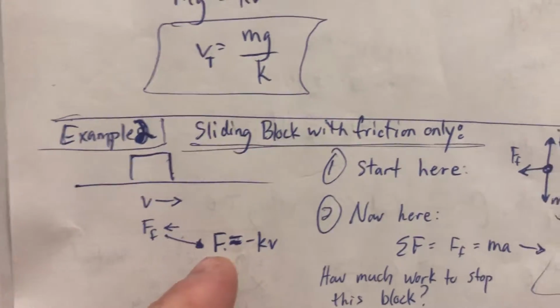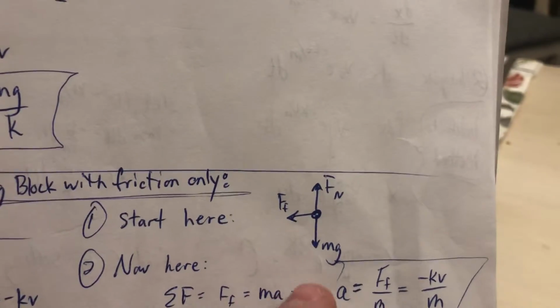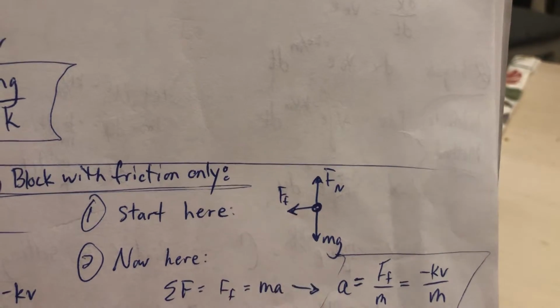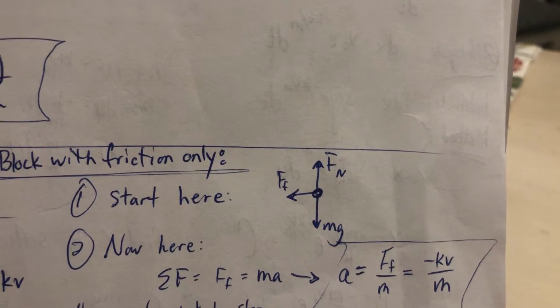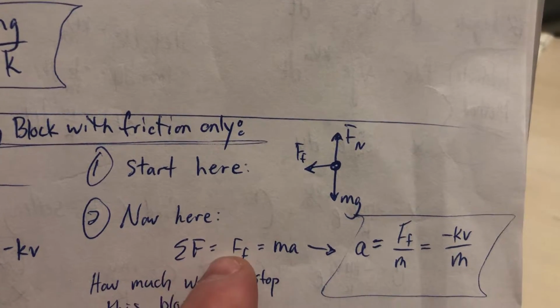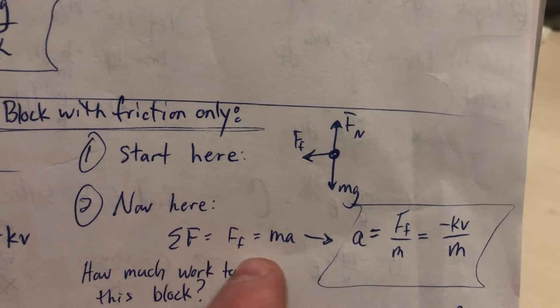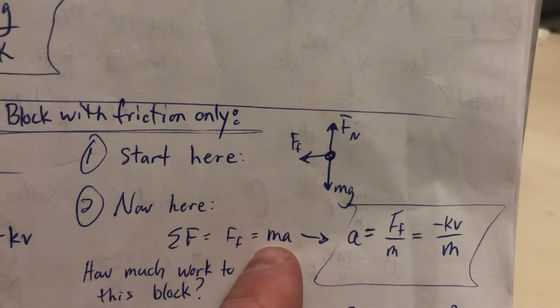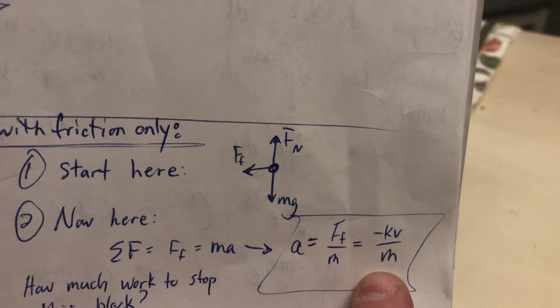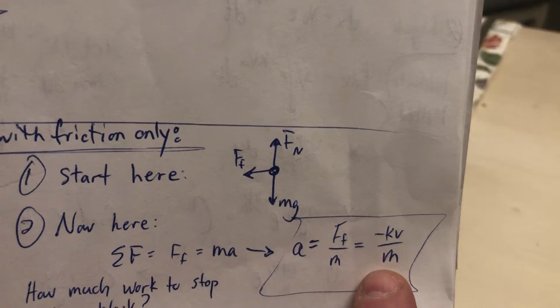So again, we're going to start with the force diagram. Normal up and gravity down cancel out. Friction opposite to the direction of motion, which brings you right down to this net force equation. Since there's really only friction acting, you set that equal to ma, and here you go. Here's your acceleration. So there's a very quick outcome of this type of problem.